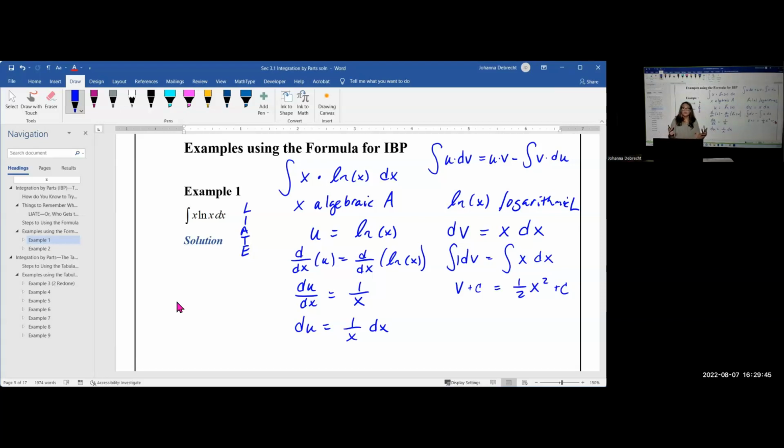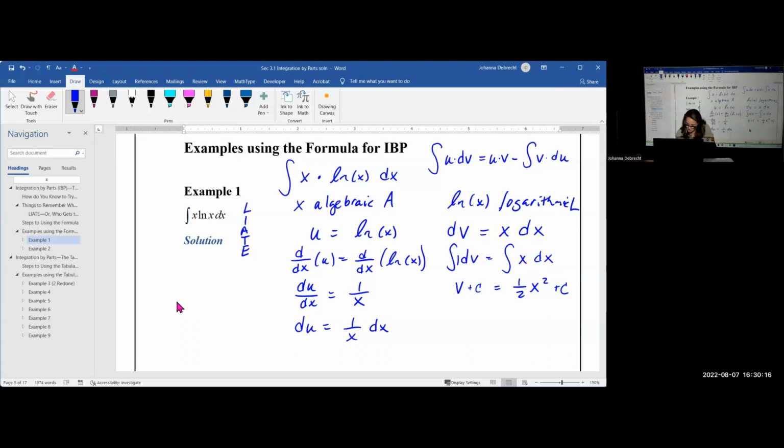I'm going to choose particular antiderivatives. Basically, I'm choosing the ones where the c's are 0. Why? Because in my formula, I need v. So I don't want to include the c's because I know that the formula still has an integral in it. I'm going to get a plus c at the end, so I don't need to worry about the c. So I choose particular antiderivatives, namely the ones where each of these c's is 0.